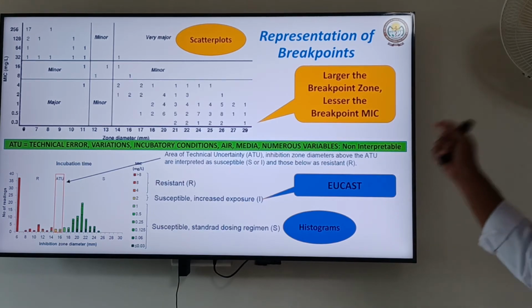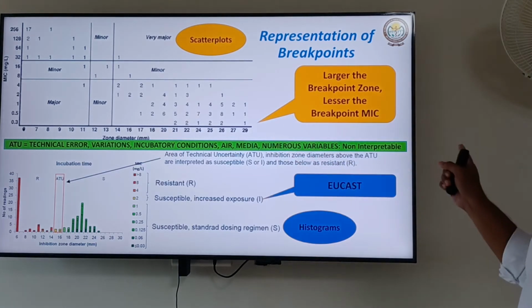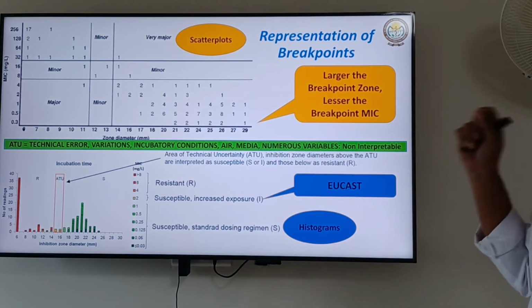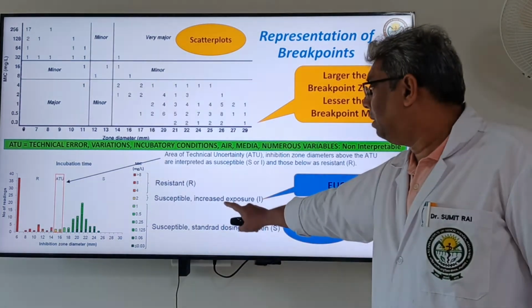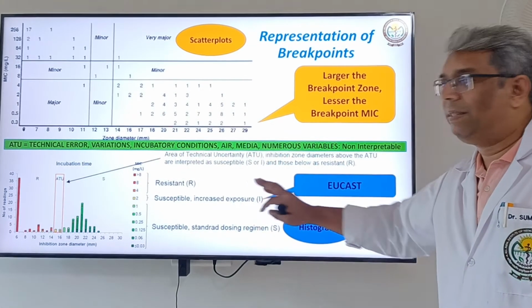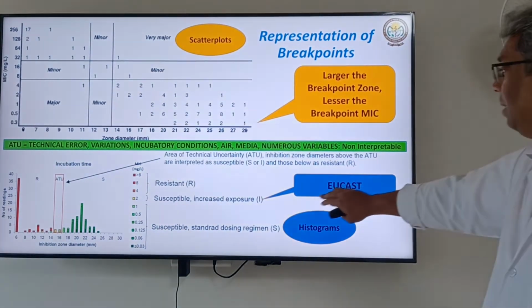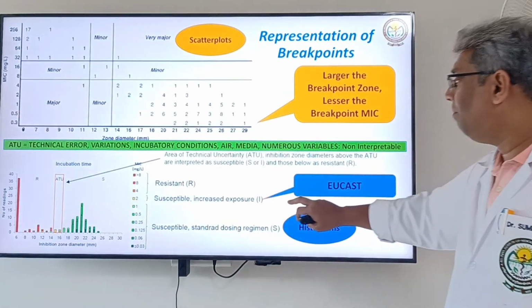No, first you have to rule out all these things. Once you rule out all these things, then you can call it interpretation as intermediate, or we call it susceptible increased exposure. So this is what is known as the SDD also at times. When this gets validated, now as per EUCAST, this is not a valid thing.